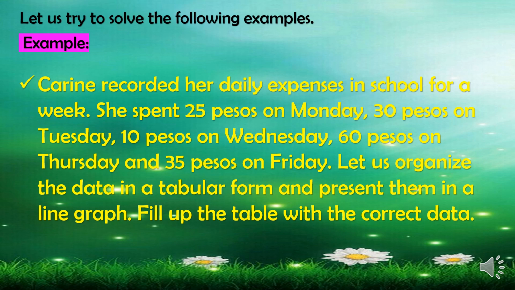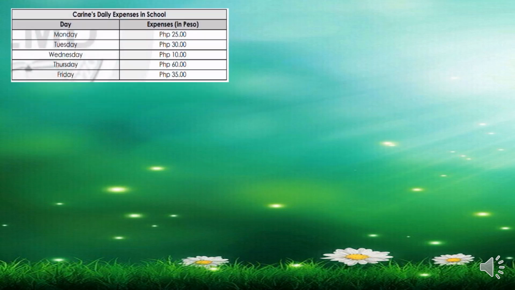Fill up the table with the correct data. So this is the data of Karine's daily expenses in school. So we have the day, Monday to Friday, and the expenses in pesos from Monday to Friday, which are 25 pesos on Monday, Tuesday 30 pesos, Wednesday 10 pesos, Thursday 60 pesos, and Friday 35 pesos.